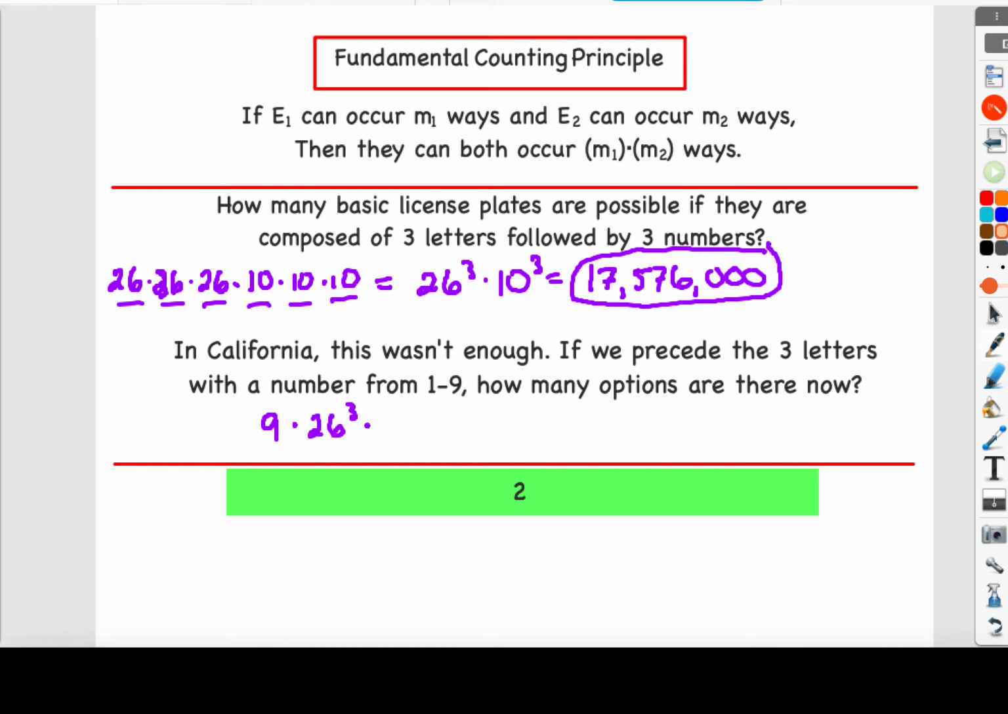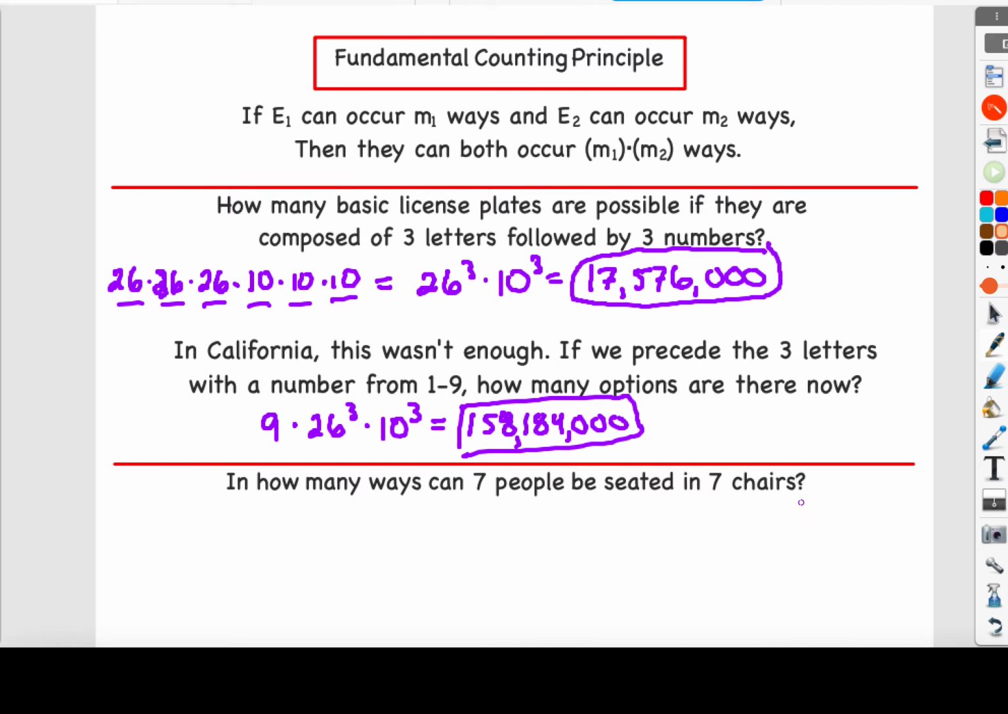Then we can have our three numbers, which we had no restriction on. We could also have zeros in those. So now we're basically going to take our previous number times another 9, just putting one more 1 through 9 number in front of them, one more digit. We now have 158,184,000. So basically 158 million license plates. So again, just that one extra digit made that number skyrocket, go up really quickly here.